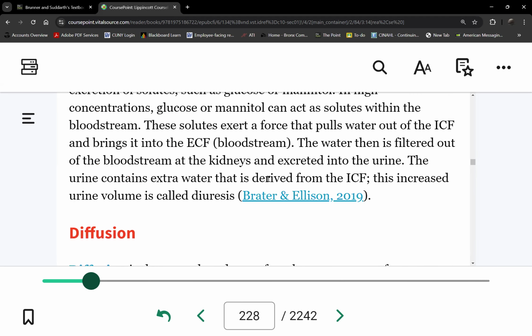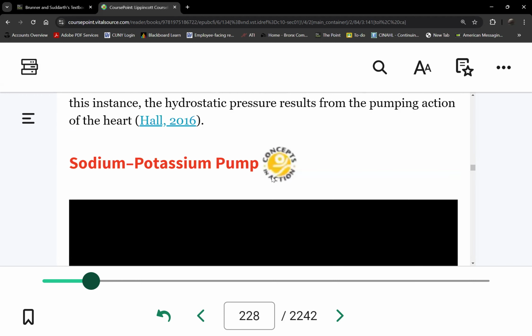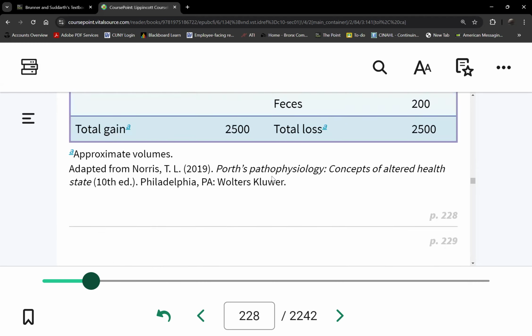Any questions on osmosis and its clinical application? Is it clear? Osmosis? Don't worry, okay, let's find the solutions.